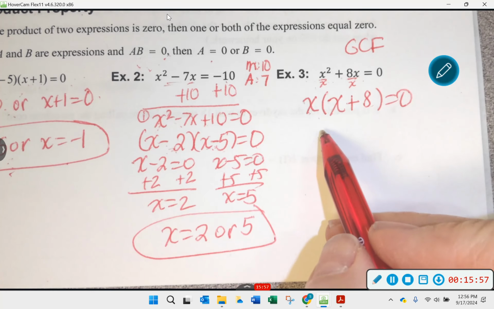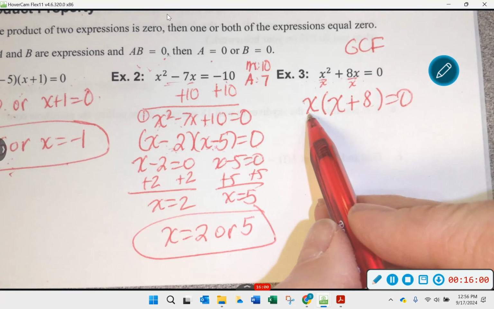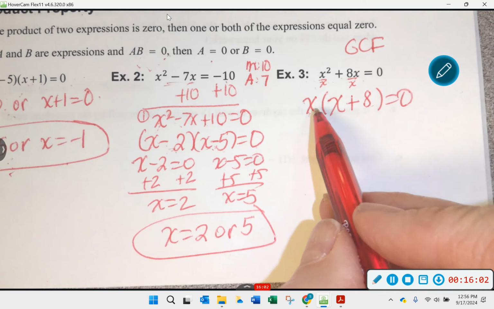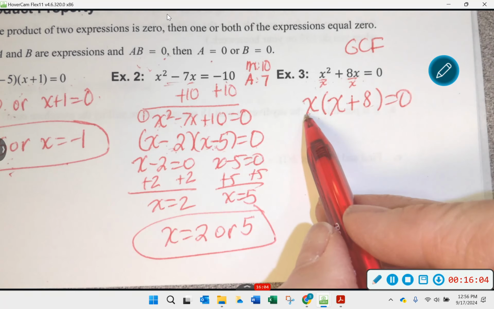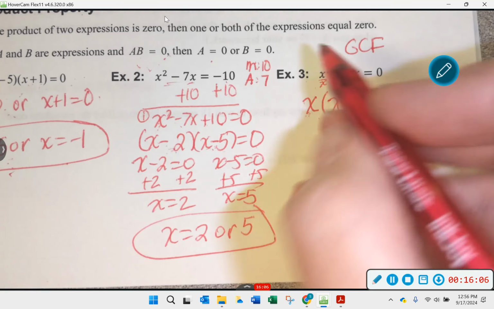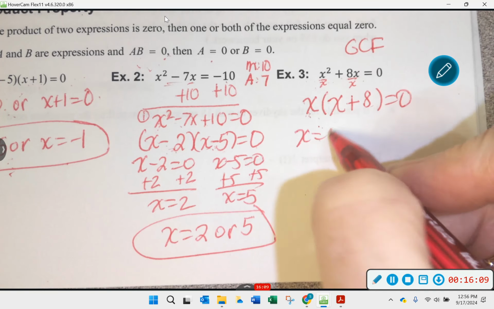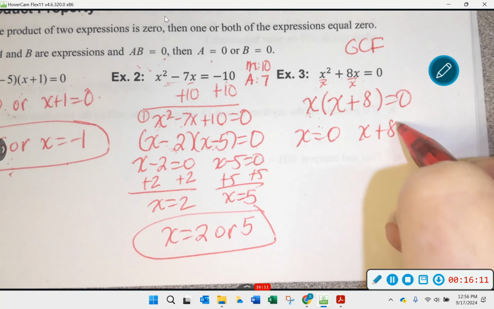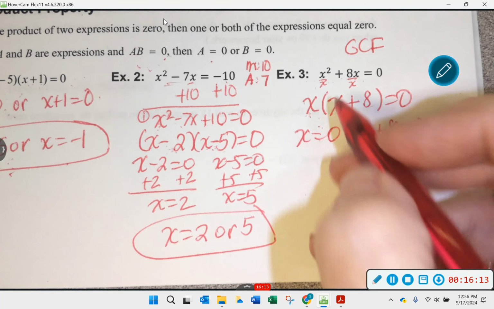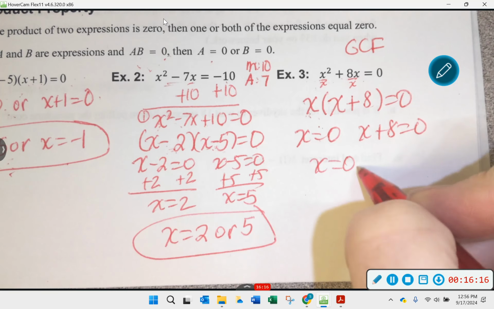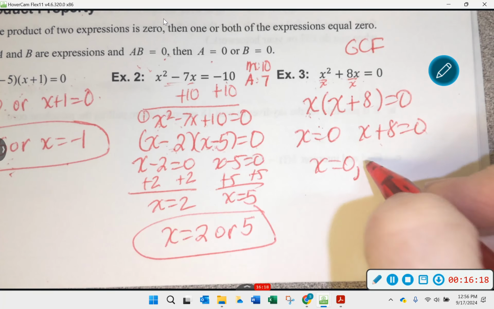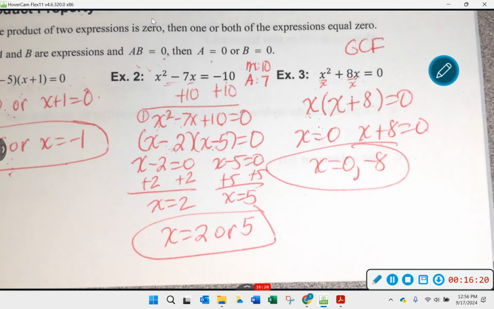So now I've got this. If this had been a constant, like 2, 3, 4, 5, 6, 7, I could divide by it, but it's a variable, so I cannot divide by it. In fact, I have to set X equal to 0 and X plus 8 equal to 0. So now I've got my solutions are 0 and what else? -8. Those are the 2 solutions. Any questions? All right, let's go to the next part.